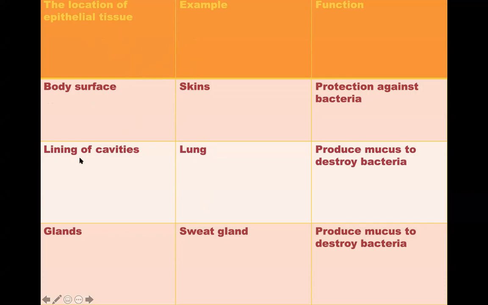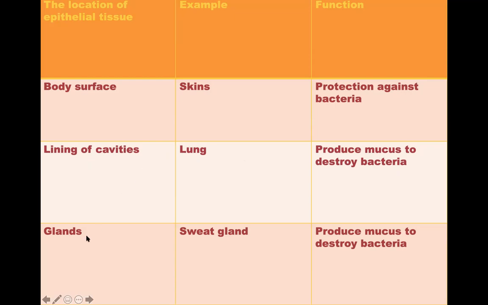The next one is lining of cavity. Basically lining of cavity involve any organs. For example, lung. The function is to produce mucus to destroy bacteria. Other than lung, maybe there is also epithelial tissue in the esophagus, in our respiratory tract and so on.